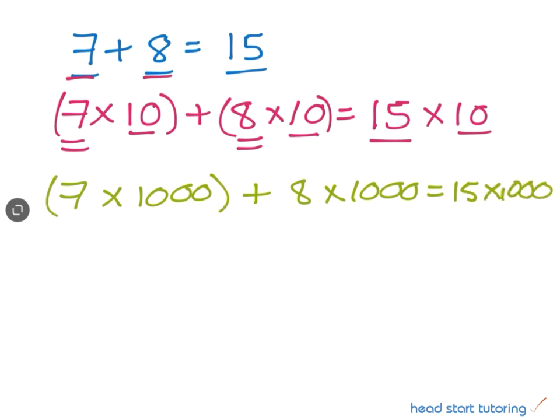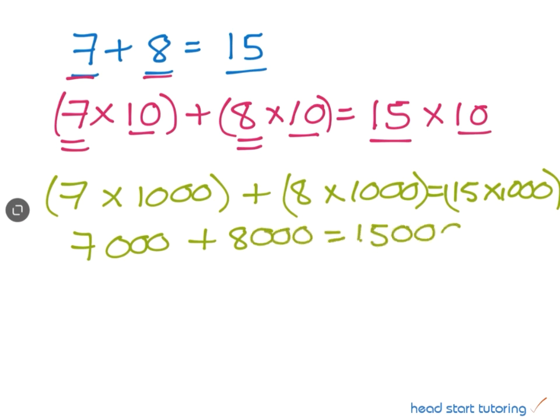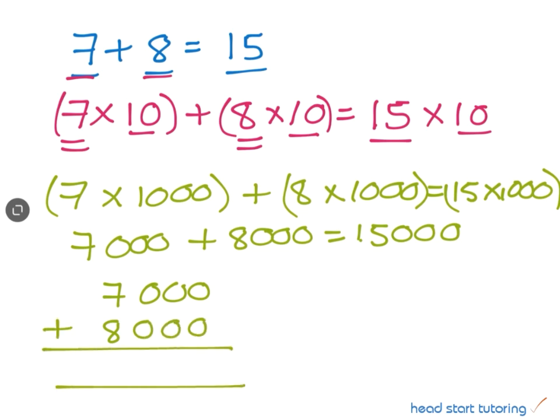So if we work this one out, we've got 7,000 plus 8,000 equals 15,000. So if we were to do this in a tower sum, it would be 7,000 plus 8,000. We add our units, we get 0, then we get 0 there, and 7 plus 8 is equal to 15. So as you can see, that's the answer that we got there as well.